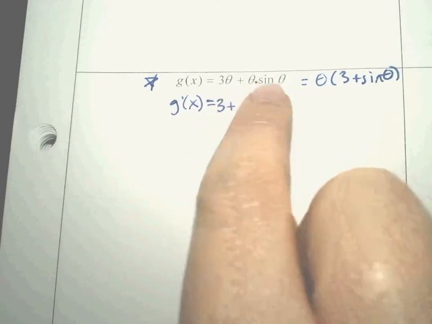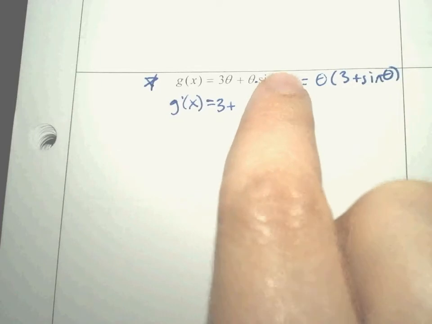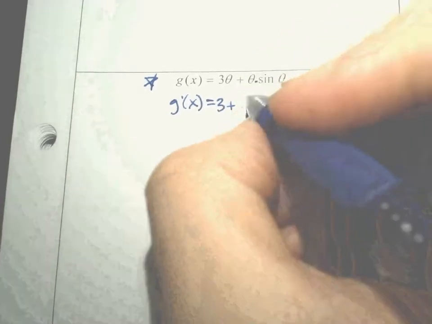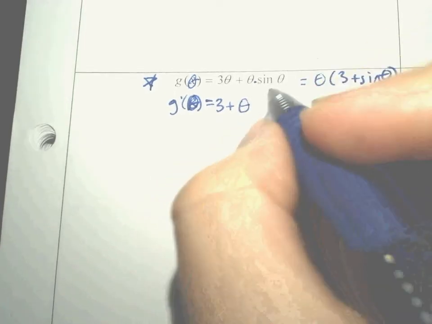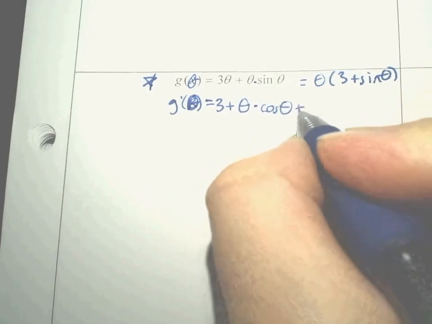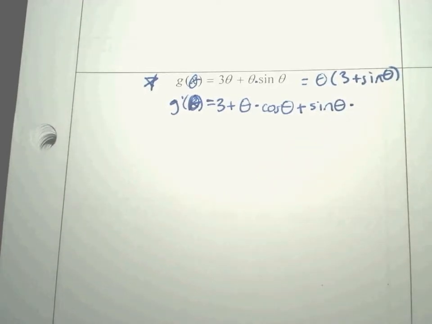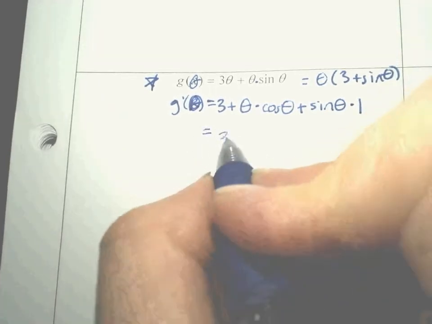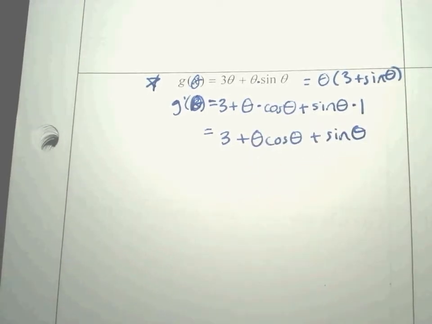If you want to consider this u and v, theta is my u and sine theta is my v. So if I'm remembering this as uv prime plus vu prime, then what's my u? Well, look, I've got thetas and x's all over the place. g prime of theta is equal to 3 plus, first stays the same, so theta times the derivative of sine theta, cosine theta, plus second stays the same, sine theta, times the derivative of theta, 1. So that's 3 plus theta cosine theta plus sine theta.